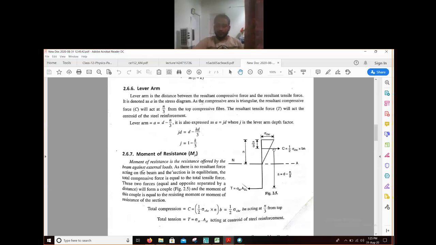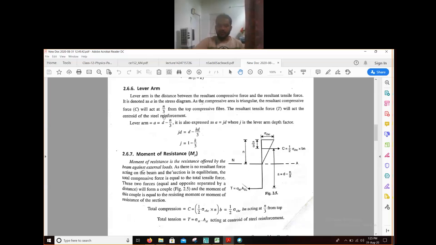This C will act at a certain point. The total compressive force of this entire section will act at a certain distance, and you can see in this diagram this distance is n by 3. If this height is your n, the neutral axis depth, then this total compressive force will act at a height of n by 3. And this is the total tension. As you know, the entire tension will be taken up by steel, so this is our total tensile force.